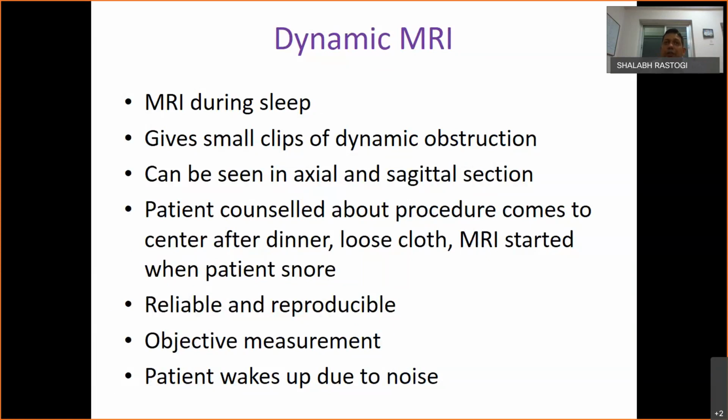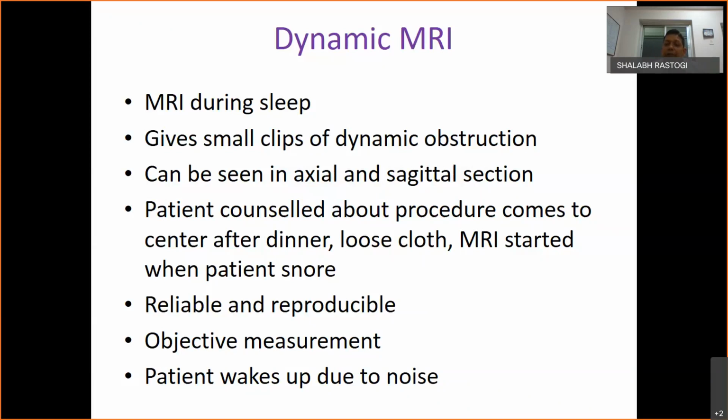What we do is we ask the patient to come after the night meal in very loose clothes so that he can sleep comfortably. He is made to lie in the gantry of the MRI, and the temperature as well as other things are set in such a way that the patient falls asleep. So when the patient sleeps, we start the MRI, and MRI sections are taken in axial and sagittal sections.